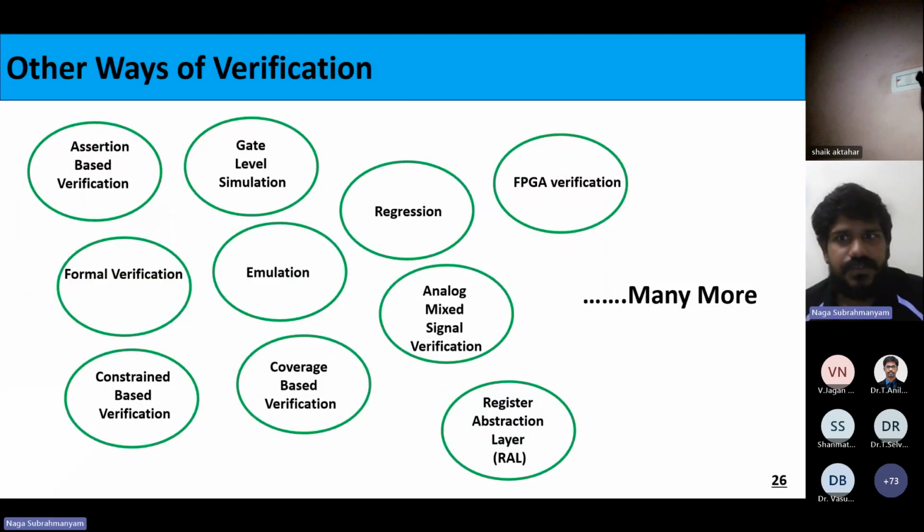So these are the other ways of verification. We have FPGA verification, and we have formal verification, which is completely mathematical-based verification. Just by writing the conditions, if some signal is like this, what will the other signals' behavior be? Based on that, we can simply verify the design. That is assertion-based verification. By generating huge random data, we can verify. That is constraint-based verification. By seeing how much code is covered, that is coverage-based verification. Analog and mixed-signal verification, and many more like that are there.